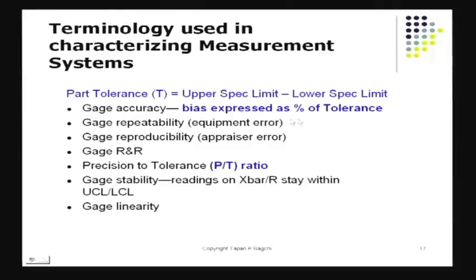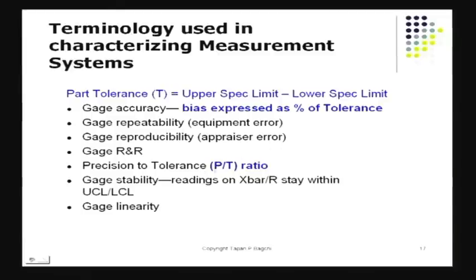The bias itself is sometimes measured as a percent of the tolerance. If this bias is high, this percent will be high, and of course your data would be biased, and the data would not be reflective of the true variation or the true size of the parts or the true dimensions of the parts. That's why I would like to have this bias as small as possible. I would like it to be a very small percent of the total tolerance, that is, the difference between the upper and the lower spec limits.